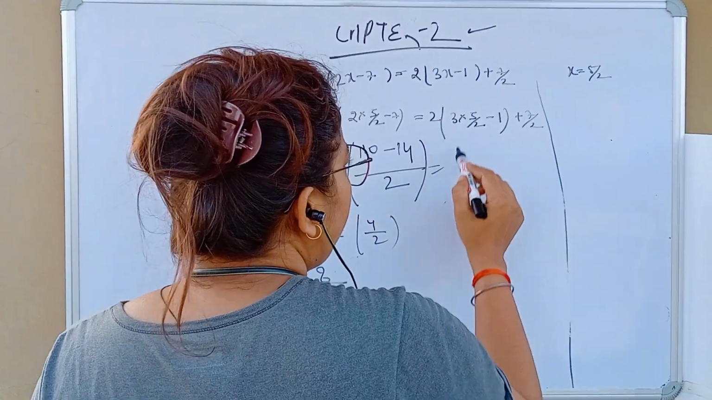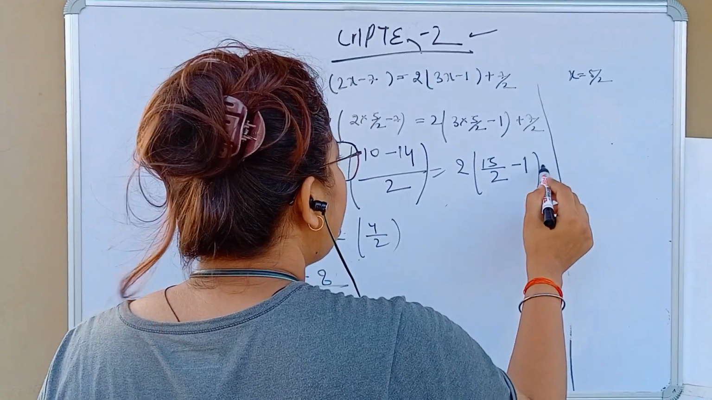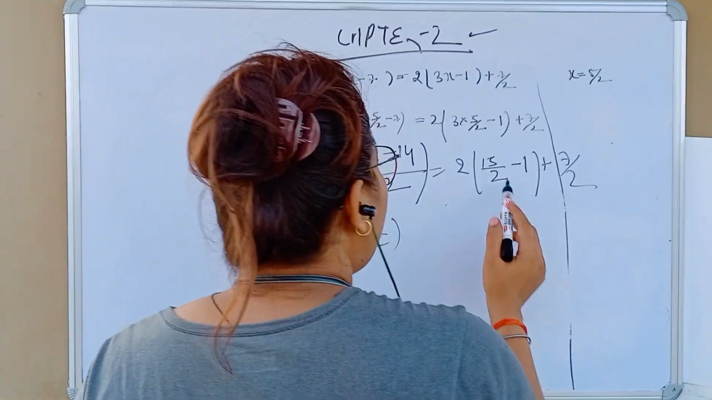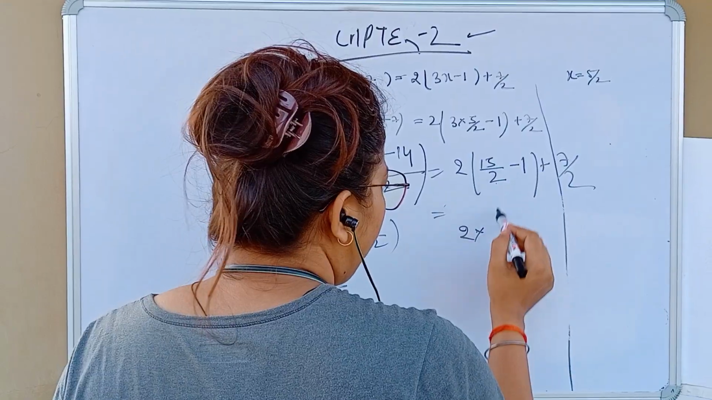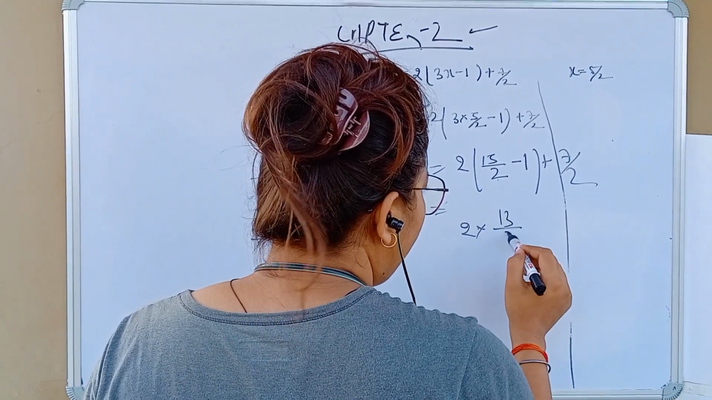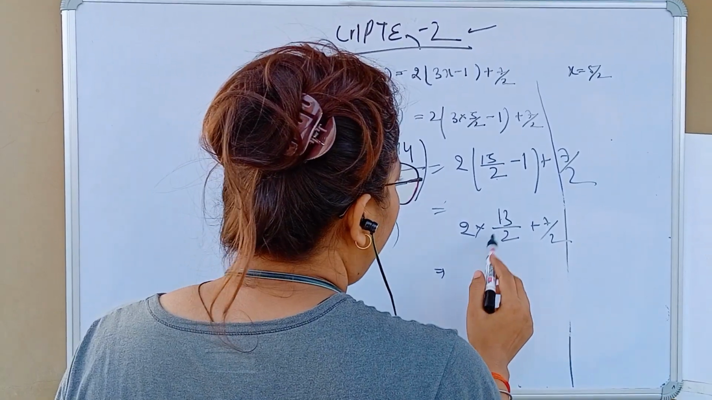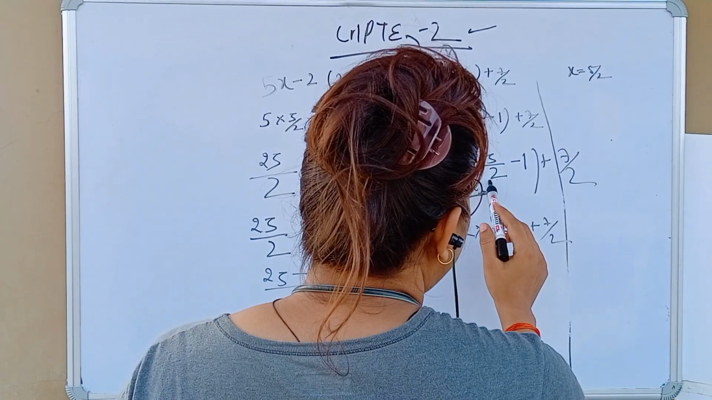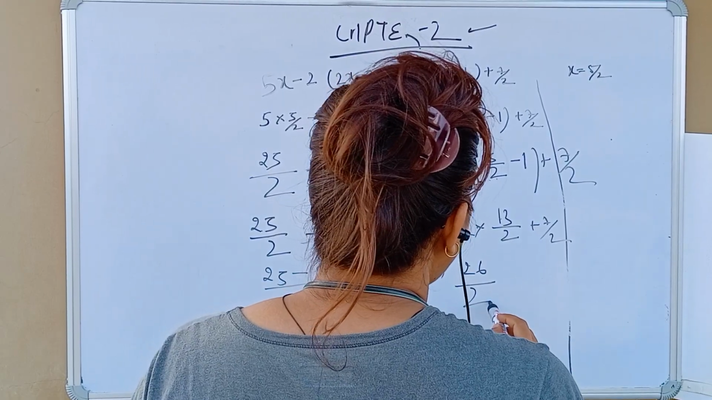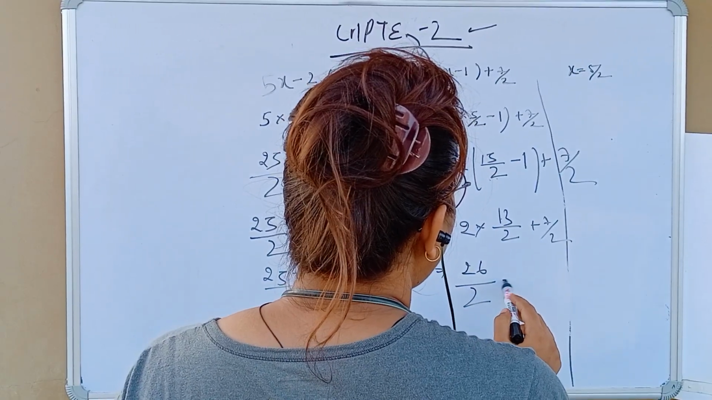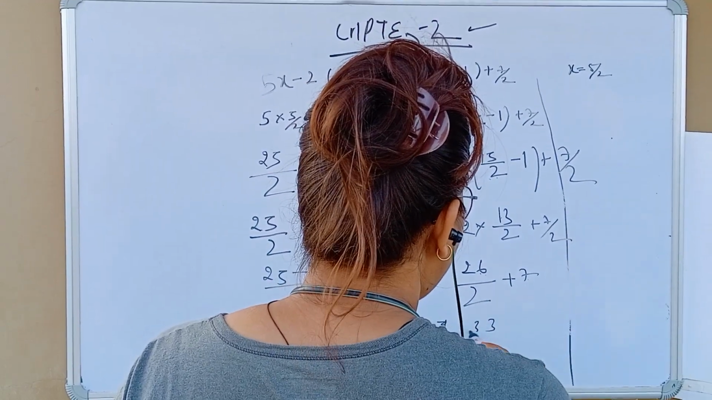And in RHS, take 2, 3 fives are 15. 15 minus 2 minus 1 plus 7 by 2. Okay. What we do here? Take denominator equal. So 2 into 15 minus 2 is 13 divided by 2 plus 7 divided by 2. 13 twos are 26. 26 divided by 2 plus 7. 7 6 13. 33 divided by 2.